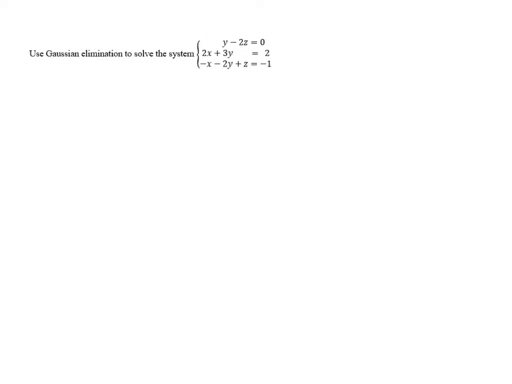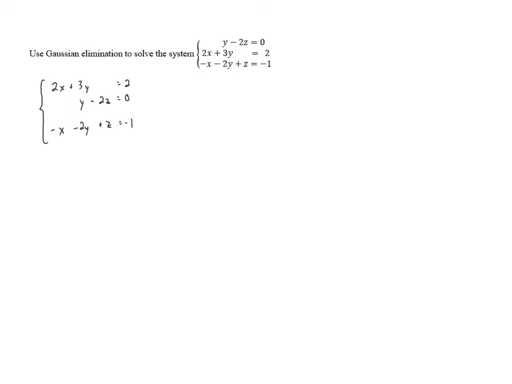We've already got an equation that doesn't have an x term in it, so we might as well move that down so that it helps us to move forward. By interchanging the first two equations, I've got 2x plus 3y equals 2. And then I've got y minus 2z equals 0. And then the opposite of x minus 2y plus z equals negative 1.